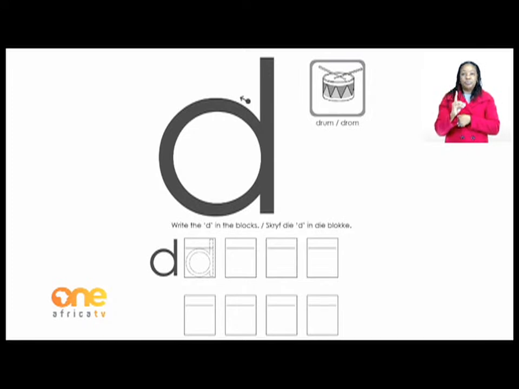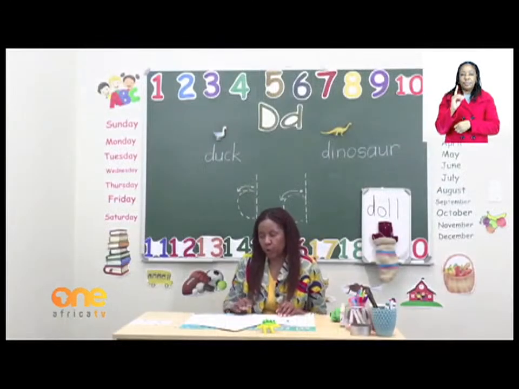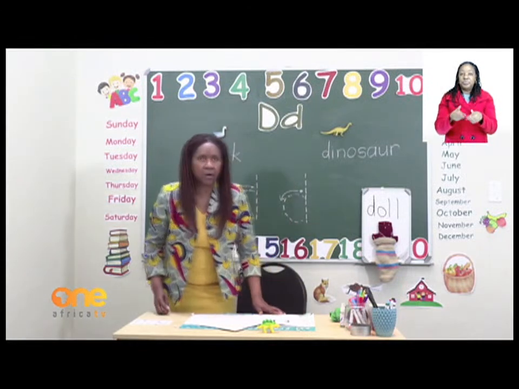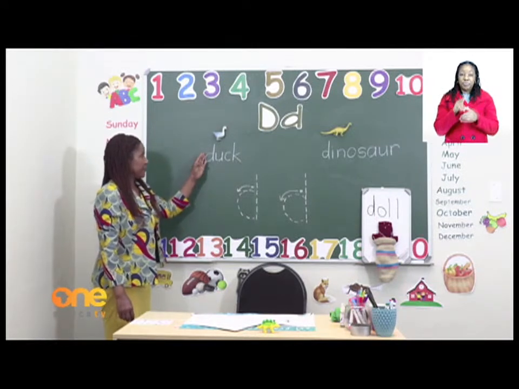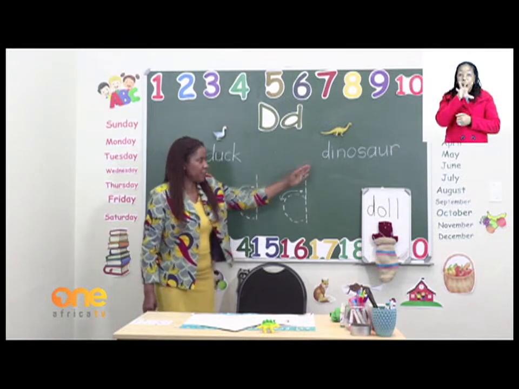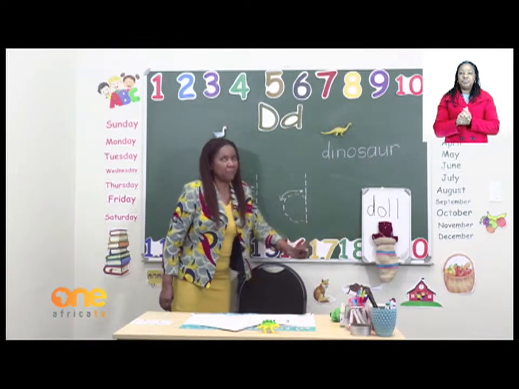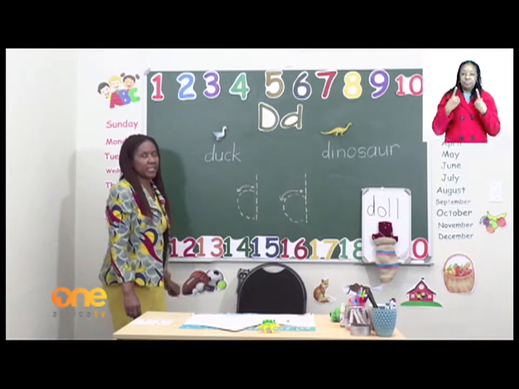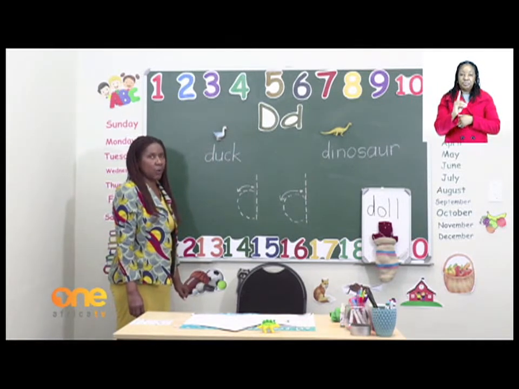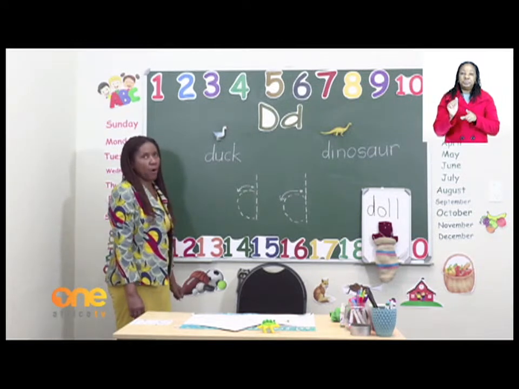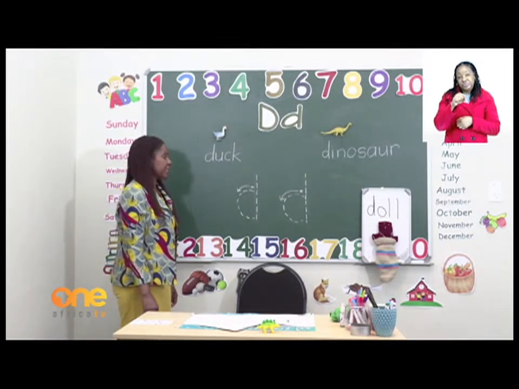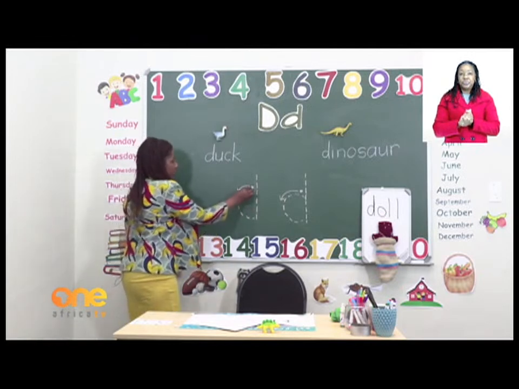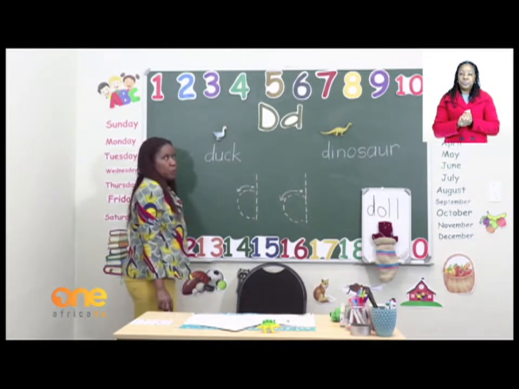Now let's think of things that begin with letter D. Let's go to the board and I will show you some of the things that I have displayed on the board. Letter D as in duck, dinosaur, doll. If we sound the letter D, we hear D, D, D sound. Now let's look at the board as I demonstrate how you are supposed to write letter D. Here is the dot where we are supposed to begin.